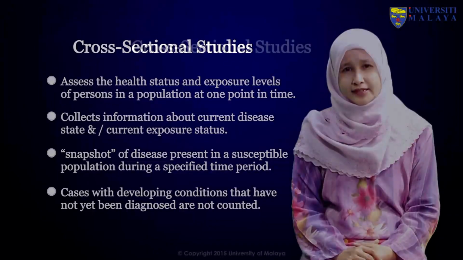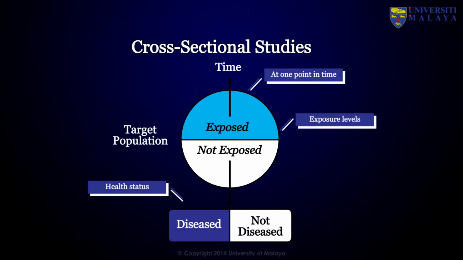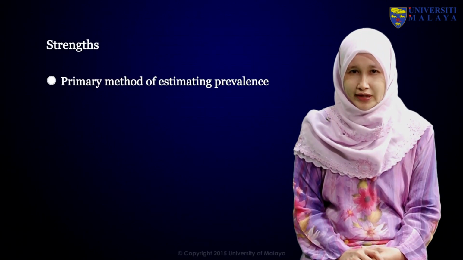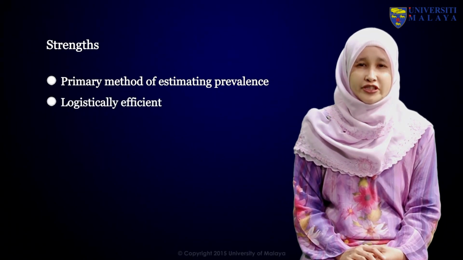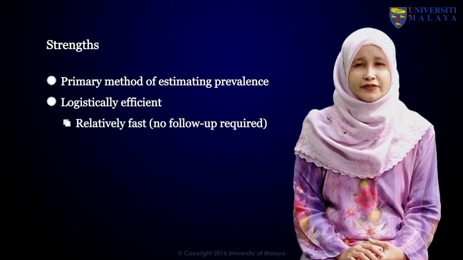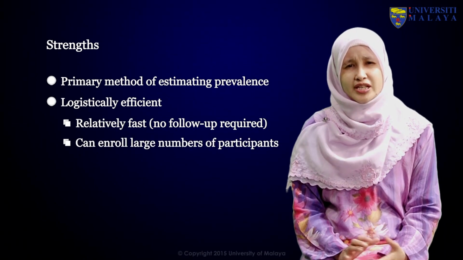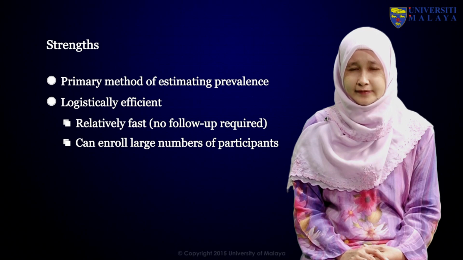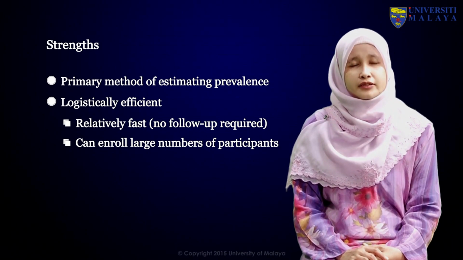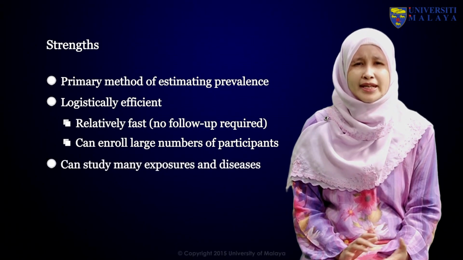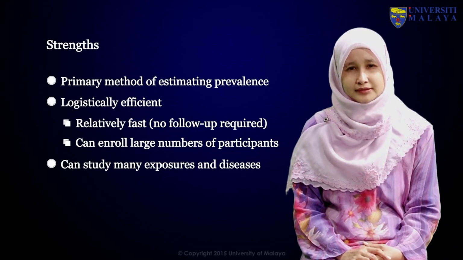In cross-sectional study, we collect all information about current disease status and exposure status at the same point in time. The strengths of cross-sectional study include: this is the primary method of estimating prevalence, and it is logistically efficient because this study is relatively fast since no follow-up is required, and we can enroll a large number of participants in one study. And cross-sectional study can be conducted for many exposures and diseases.